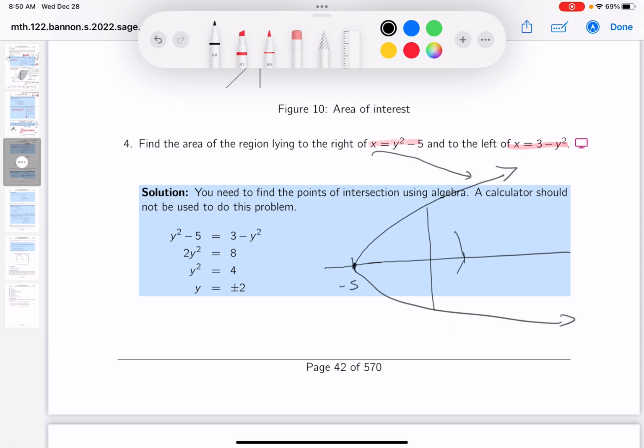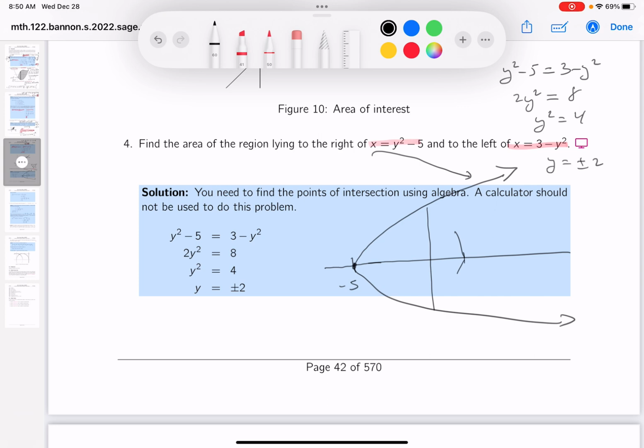All right, so I'm going to put that down next. So y squared minus 5 would equal 3 minus y squared. And what I'm going to do is add y squared to both sides. You get 2y squared. I'm going to add 5 to both sides. You get 8. And y squared would equal 4. So y would be plus or minus 2.